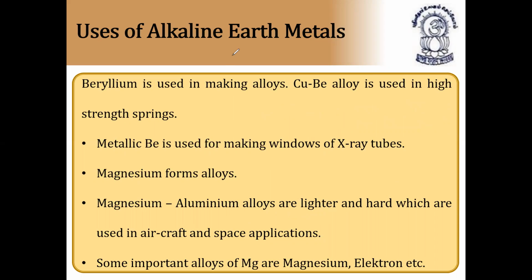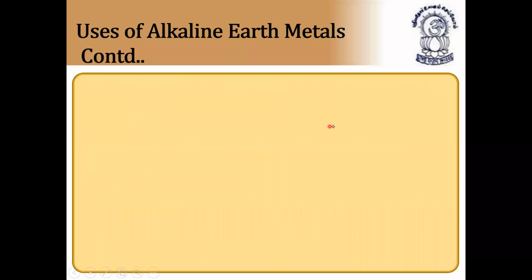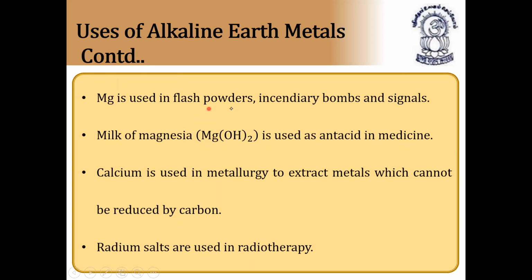Next, magnesium is used in flash powders, in bombs and signals. Next, milk of magnesia. Magnesium hydroxide is used as an antacid. That's why it is present in Rantac. Rantac is a medicine we use for acidity. So to prevent acidity in our body, magnesium hydroxide, also called milk of magnesia, is used as an antacid in medicine.